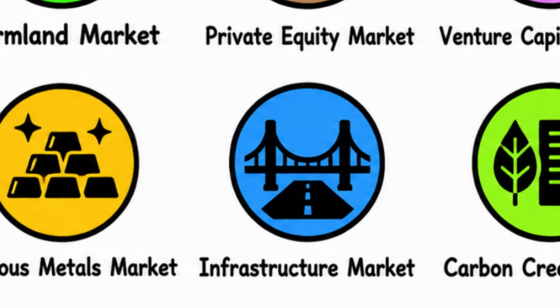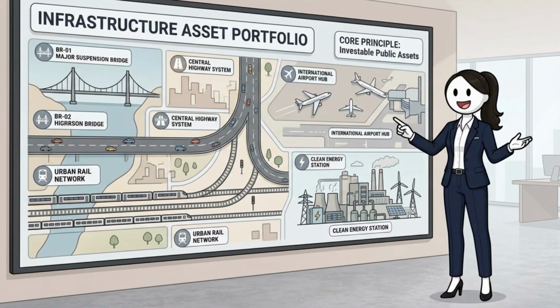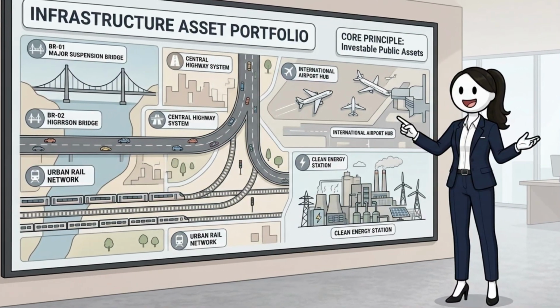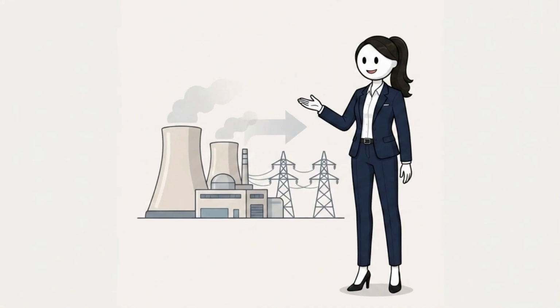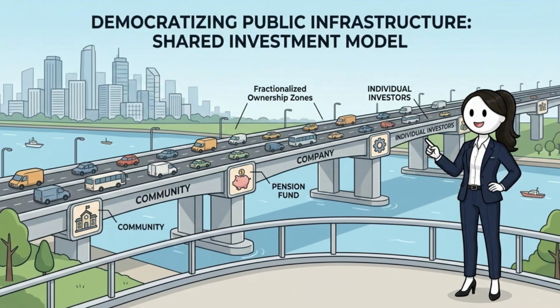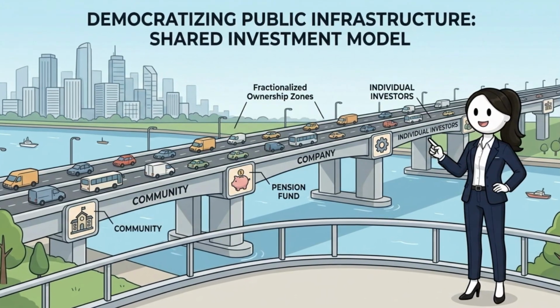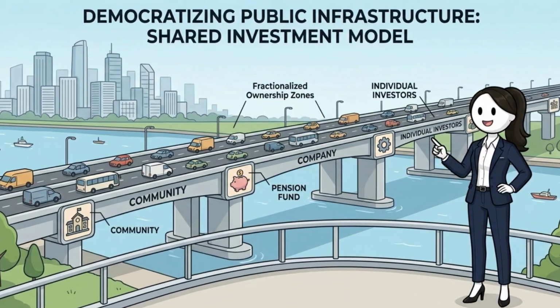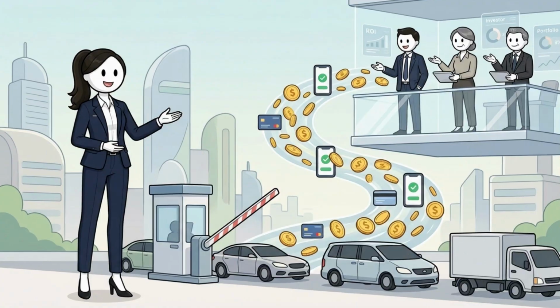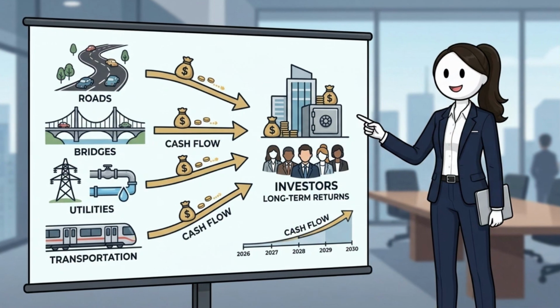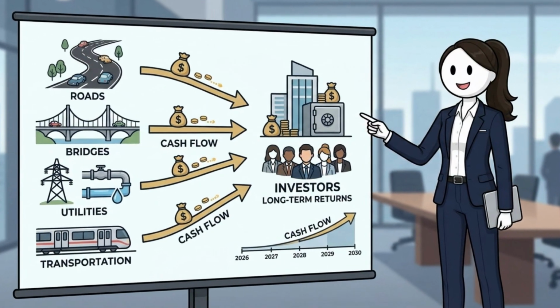The infrastructure market. The infrastructure market is where people invest in big projects like bridges, roads, airports, and power plants. For example, imagine owning a tiny piece of a bridge that thousands of cars use every day. Each time cars pay tolls, the bridge earns money, and so do the owners. And that's what infrastructure market is and how it works.